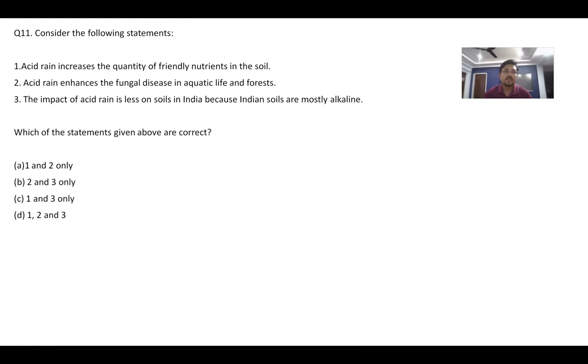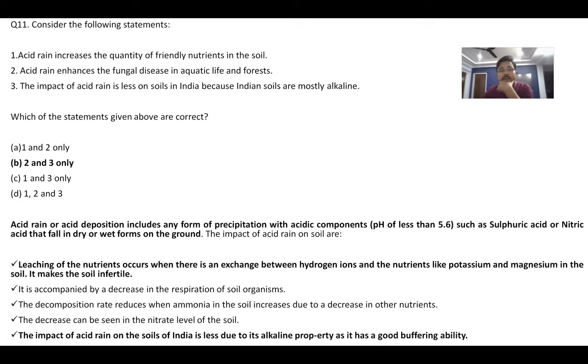Next question: acid rain increases the quantity of friendly nutrients in soil. Acid rain enhances fungal disease in aquatic life and forests. The impact of acid rain is less on soils in India because Indian soils are mostly alkaline. Which is correct: 1 and 2 only, 2 and 3 only, 1 and 3 only, or 1, 2 and 3? If you see the right answer, then 2 and 3 are correct only.